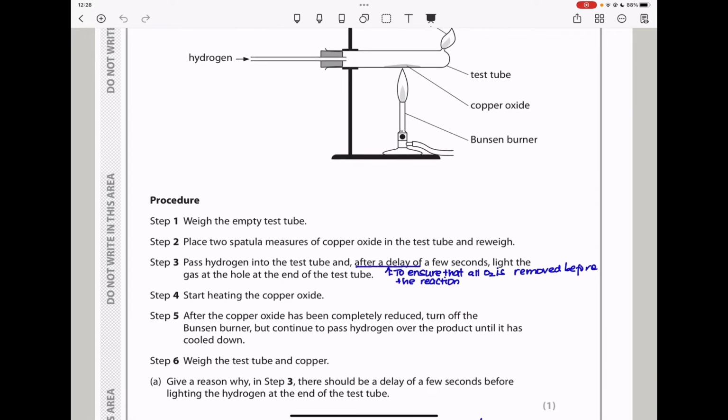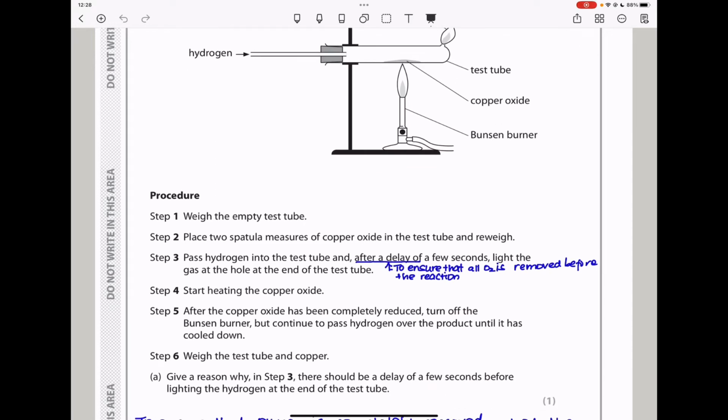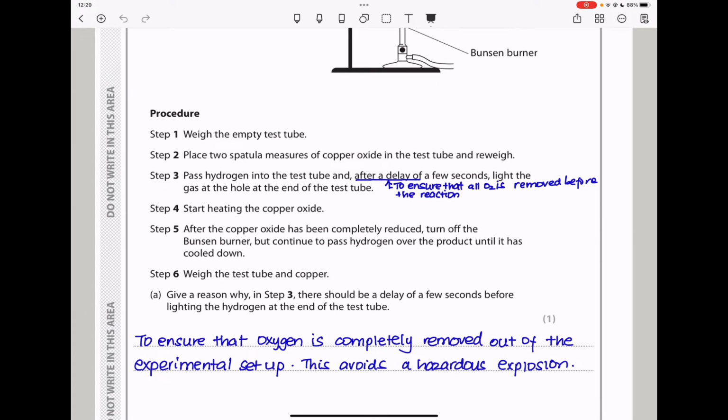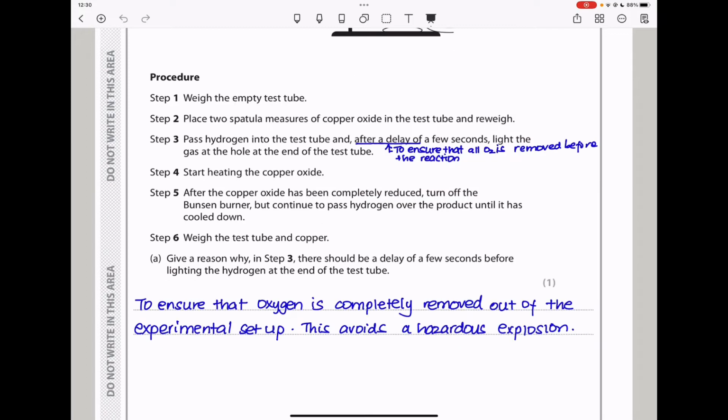So down here they say the procedure is: weigh the empty test tube, place 2 spatula measures of copper oxide in the test tube and reweigh, then pass hydrogen into the test tube, and after a delay of a few seconds, light the gas at the hole at the end of the test tube. So in step 4 they say start heating the copper oxide, and after the copper oxide has been completely reduced, turn off the Bunsen burner but continue to pass hydrogen over the product until it has cooled. Step 6, weigh the test tube and copper.